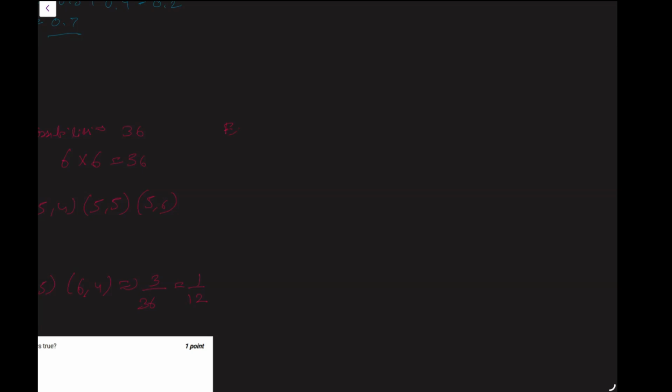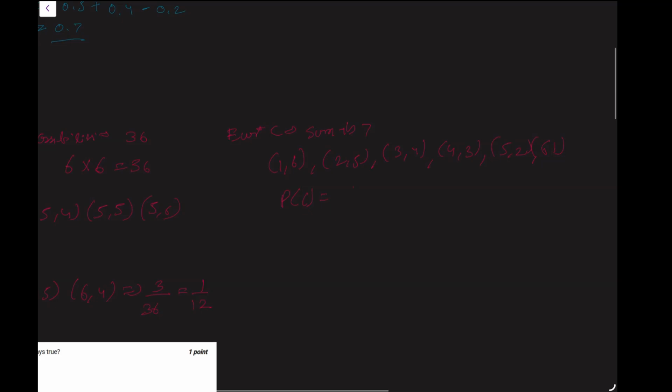Next up, we have event C, where the sum is 7. So how many possible outcomes? 1, 6; 2, 5; 3, 4; 4, 3; 5, 2; and 6, 1. So your final answer, how many possible outcomes? We have 6. So 6 over 36 is going to be 1 over 6.